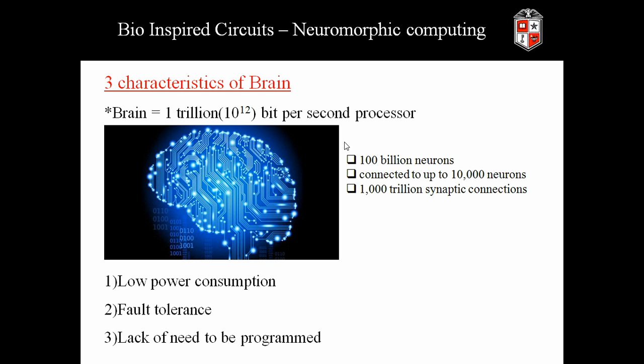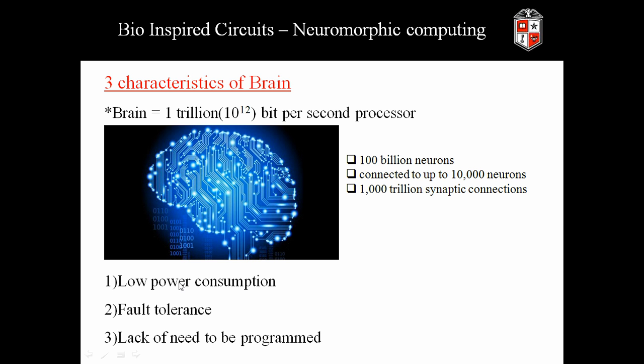So why have we chosen the brain? These are the typical characteristics and capacity of the brain that explain how complex our brain is. The brain can be considered a 1 trillion bit per second processor. That means it can process 10 power 12 bits per second, which shows how complex our brain is. It has nearly 100 billion neurons, and each neuron is connected up to 10,000 neurons, giving nearly 1,000 trillion synaptic connections. This is a huge network.